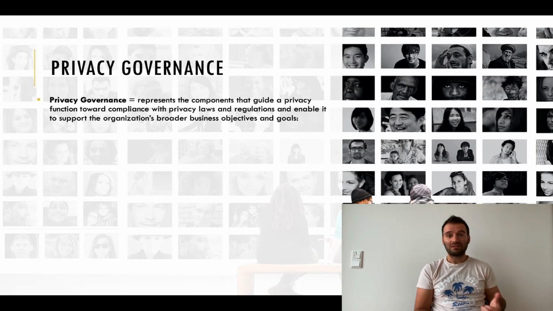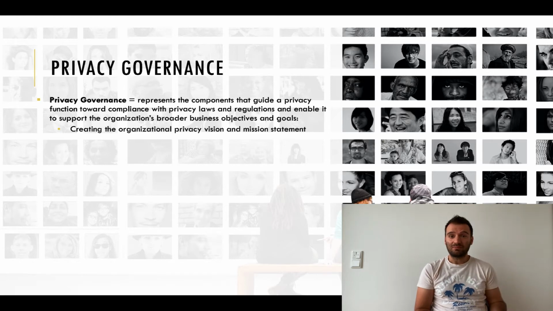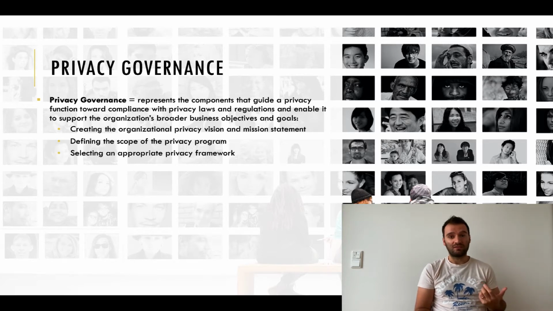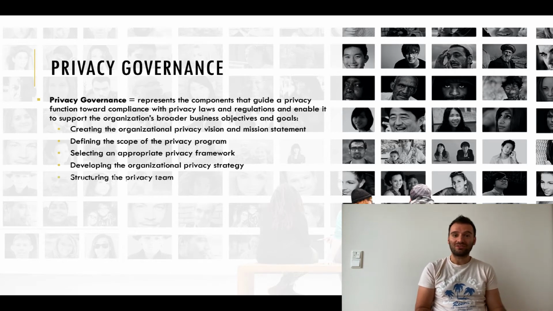And these components include the following: creating the organizational privacy vision and mission statement, defining the scope of the privacy program, selecting an appropriate privacy framework, developing the organizational privacy strategy, and structuring the privacy team.